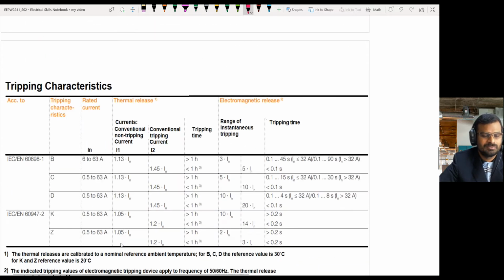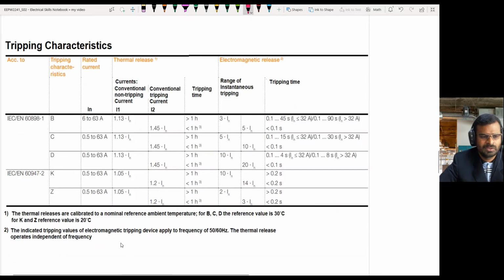Now let us see the tripping characteristics of various types of MCBs. Let me first tell you the types of MCBs available in the market for different applications. It is a standard followed from the IEC. We have B type, C type, D type, and then we also have K and Z type. These are the basic types of MCBs, and the normal operating current In for these protective devices is also given in a range.